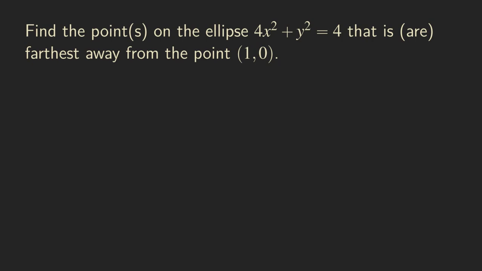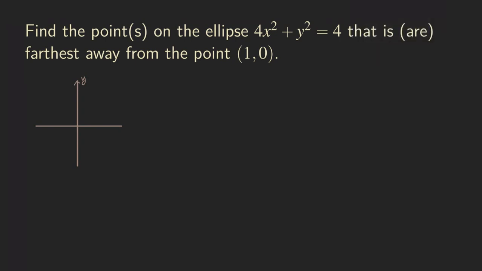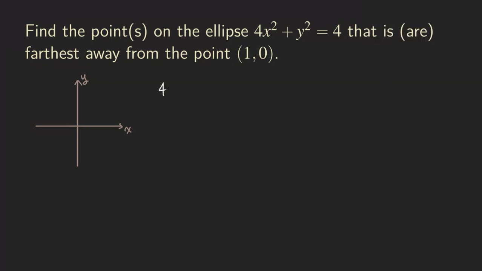Okay, so what I'm going to do is just do a simple sketch of the ellipse. And you may say, how do we graph this one? Let me just look at this equation right here. So if we are looking at this equation, we have what? We have 4x squared plus y squared is equal to 4.